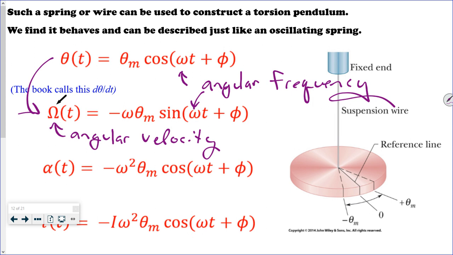So what the book does to alleviate that confusion is the book just calls it d theta dt. So if you prefer that instead of using the capital omega, great. Okay? Just make sure that you understand that this omega here does not represent the angular velocity of the thing at a given instant. It's the angular frequency. All right? I know, I hate that this is the way the notation is done. But I don't want to mess with it too much because when you're taking the AP test, the graders need to know what your notation means. You know what I mean?